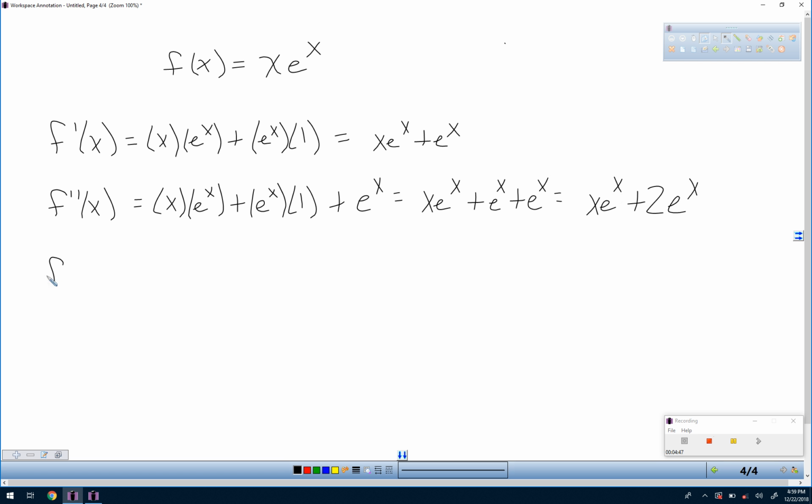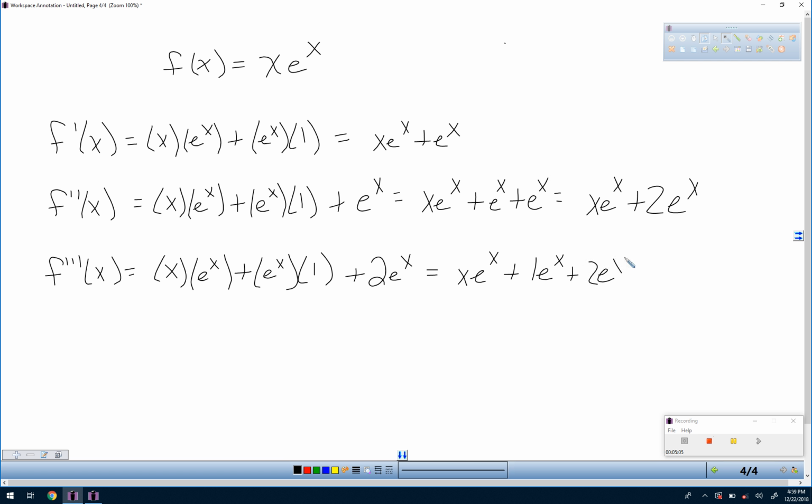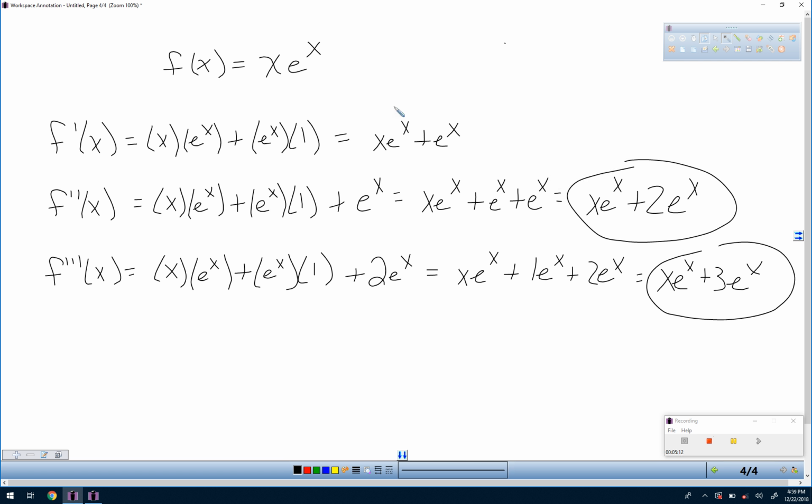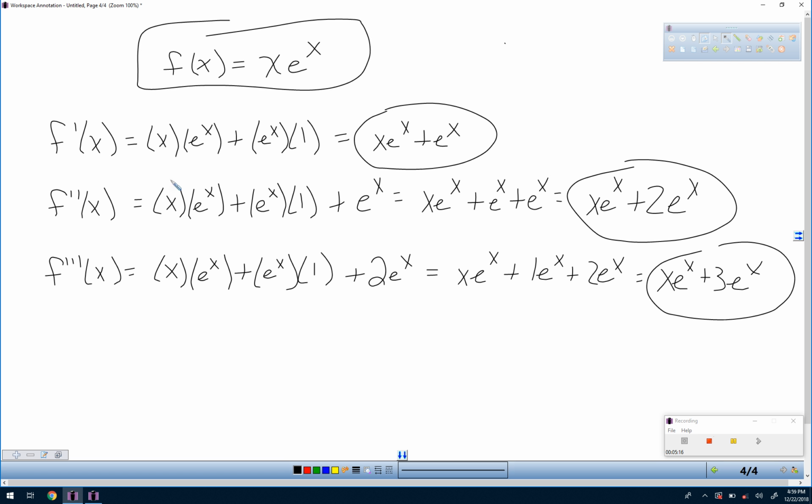Then if I want to take the derivative one final time, the third derivative, again, product rule. So I'm going to have first times derivative of the second plus second times derivative of the first plus the derivative of 2e to the x, which will just be 2e to the x. Clean this up, I'd get x e to the x plus 1 e to the x plus 2 e to the x. Combine my like terms, that would give me x e to the x plus 3 e to the x. And so that would be my first derivative, my second derivative, my third derivative of the original function, x e to the x.